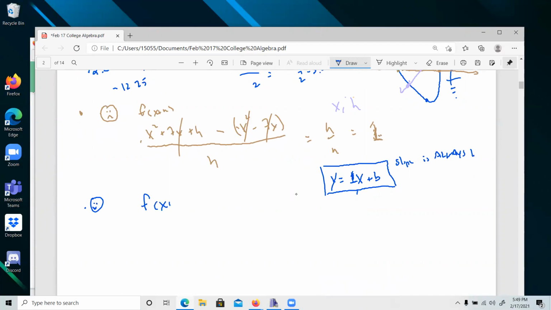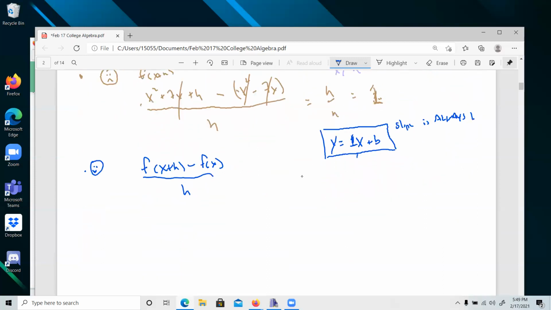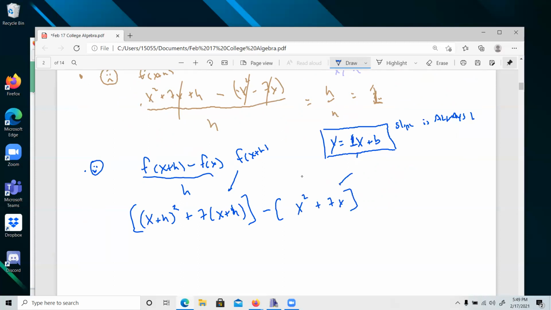We're going to say f of x plus h minus f of x, all divided by h. Now, everywhere I see an x, I'm going to replace it with an x plus h. So this is x plus h squared plus 7 times x plus h, minus. I'm going to put it in a box. This is f of x plus h, that whole thing. And then minus x squared plus 7x, put it in that box. This box is f of x, divided by h. And that's how you set this problem up.